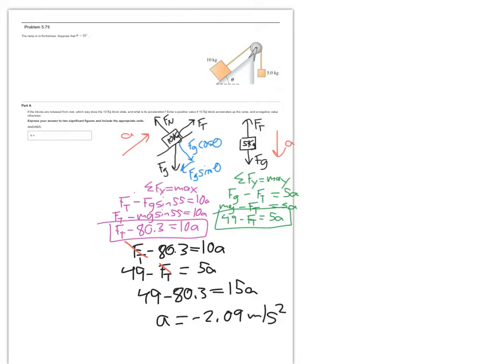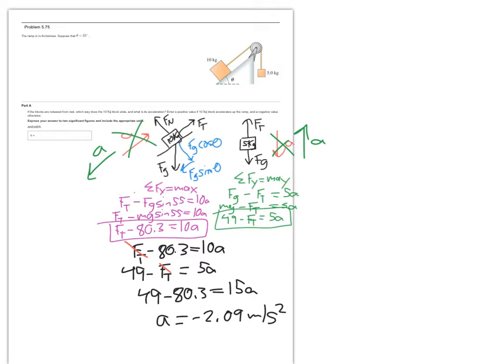What that means is that I guessed wrong on my acceleration. So my acceleration is not actually up the incline. It's actually down the incline for the 10 kilogram, and that means the 5 kilogram is actually accelerating up. It's still the correct answer, right? The number is still correct. However, the direction that I guessed was wrong. And I can actually see now why that's true, because this force, mg sine of 55, pulling that 10 kilogram down the incline, is more than the force of gravity acting on the 5 kilogram, pulling it down.